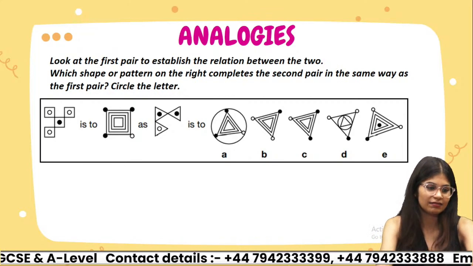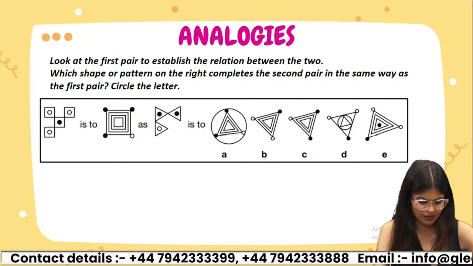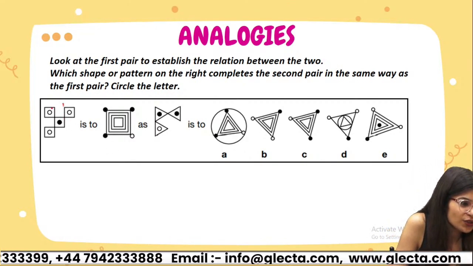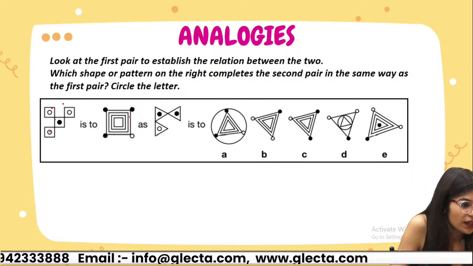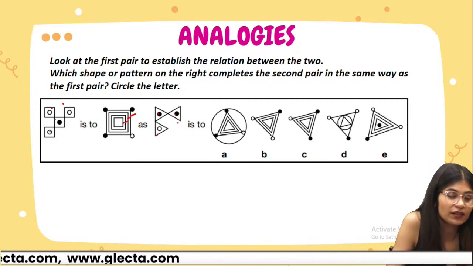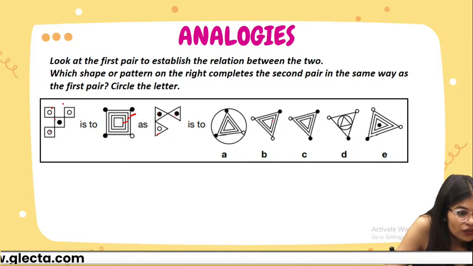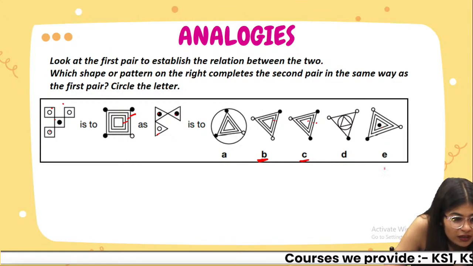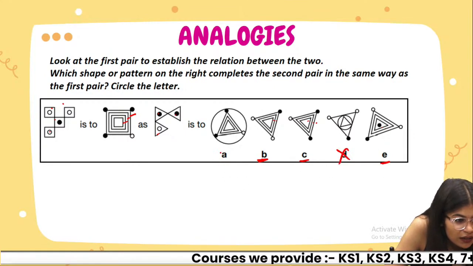Everybody says C. Are you guys sure it's C? I'm not sure that it's C. Okay. 1, 2, 3, 4 squares. 1, 2, 3, 4 lines. 1, 2, 3 triangles. So I need 3 triangles. It can be B, it can be C, it can be E. It can't be D. It can't be A.